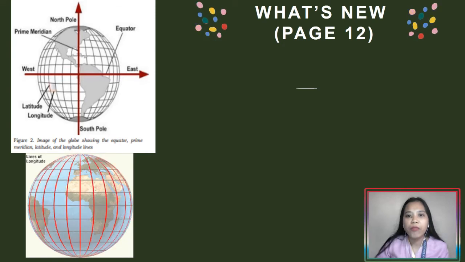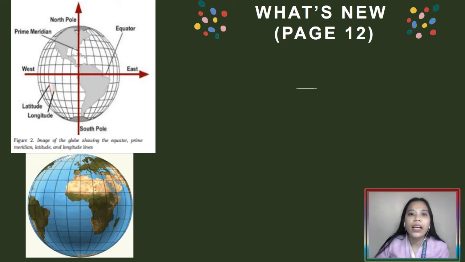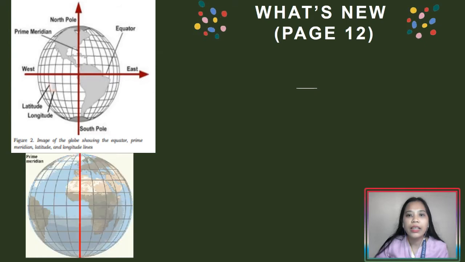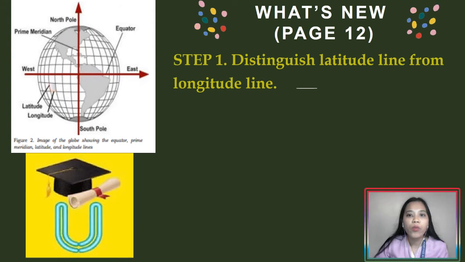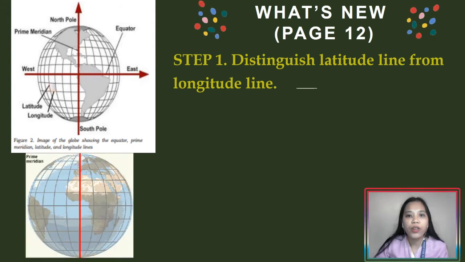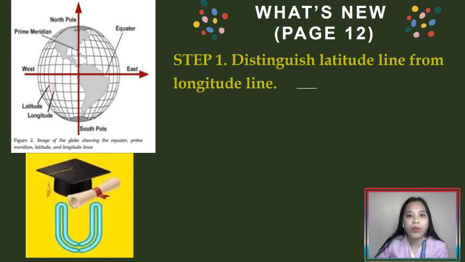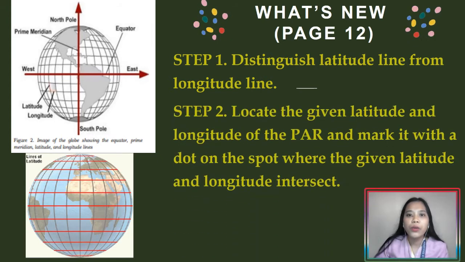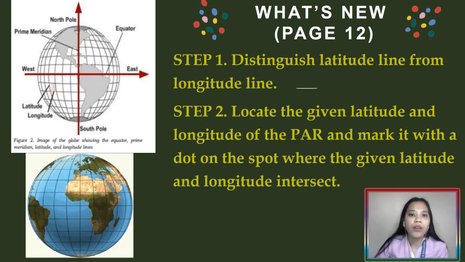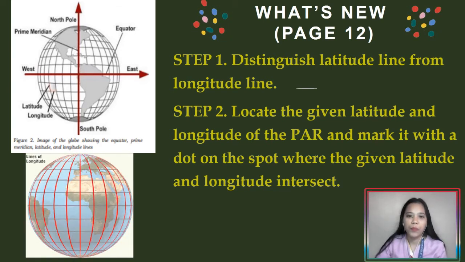Distinguish latitude line from longitude line. Latitude lines are imaginary horizontal lines that measure the distance north and south from the equator, while longitude lines are imaginary vertical lines that measure the distance east and west from the prime meridian. Yes, since our country is located above the equator and on the eastern side of the prime meridian, it is in the northeast part of the world.